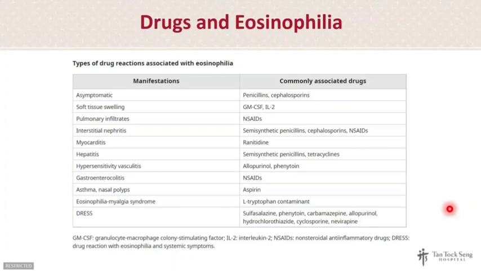These are the lists of drugs that can cause eosinophilia with their manifestations. An example is the very familiar DRESS syndrome, which is commonly associated with allopurinol, carbamazepine, and also sulfasalazine. You can see here that sometimes NSAIDs can also be associated with eosinophilia with pulmonary infiltrates or gastroenterocolitis.